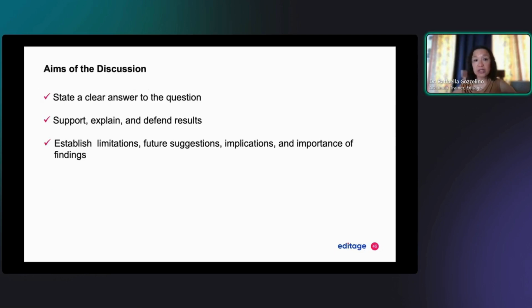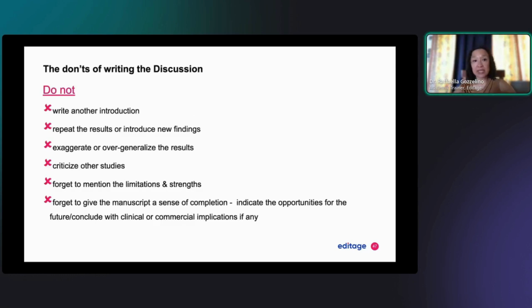So it is important, therefore, and I really want to express the aims of the discussion: state a clear answer to the question, support, explain, and defend the results, and establish limitations, suggestions for the future, and implication and relevance of your findings. Do not write another introduction. You don't need that. It's different, it's an interpretation of the results in the context of the problem that you describe in the introduction. You don't repeat the results or introduce new findings, you interpret them.